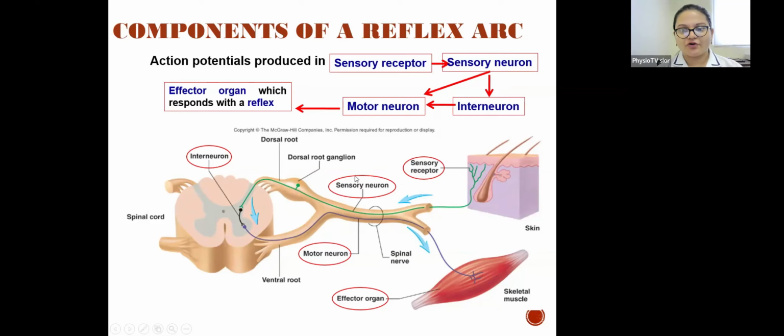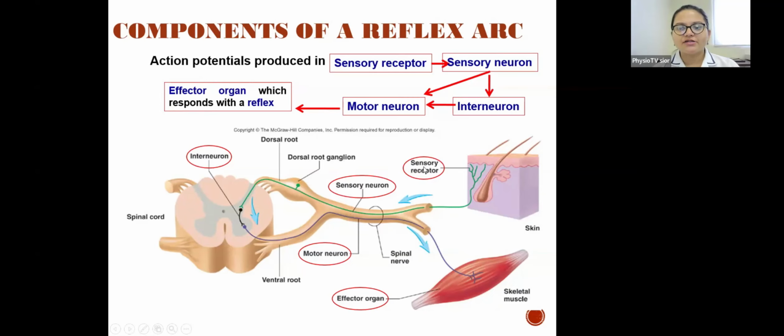So from the sensory receptor, the impulse goes to the spinal cord through sensory neuron here, through the interneuron, that is the link between the sensory and the motor neuron. The impulse is transmitted through the motor neuron, and then you get a reflex. That is the withdrawing of the hand is a motor action, right? So that is an effector organ. So this is the entire reflex arc.